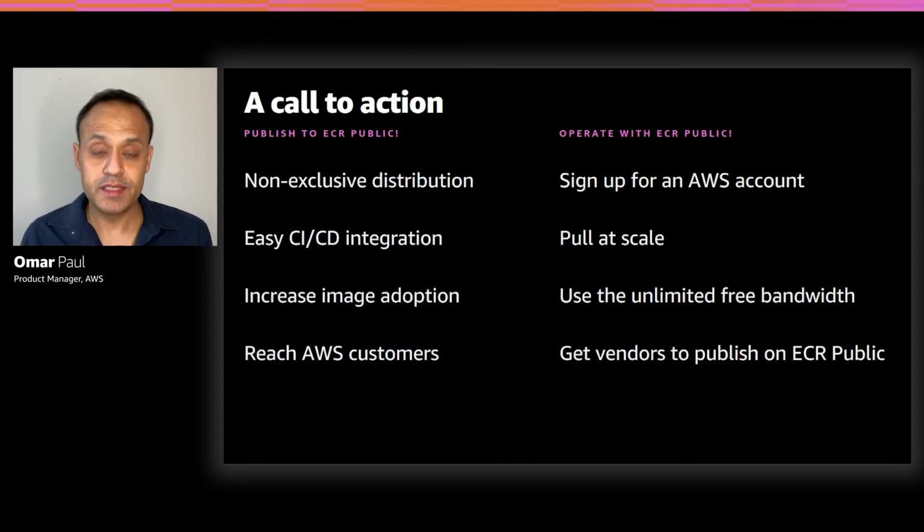And for our customers, and for those who operate using a public registry, who pull, sign up for an AWS account, and then keep doing what you do. There is no reason to do anything but have an AWS account and get 10x your rate instead of an anonymous pull, right? You can pull at scale, and if you run on AWS compute, you'll get unlimited free bandwidth. And as we grow together and as we get better at this, ask your vendors, ask the community that you depend on to also publish in ECR Public.